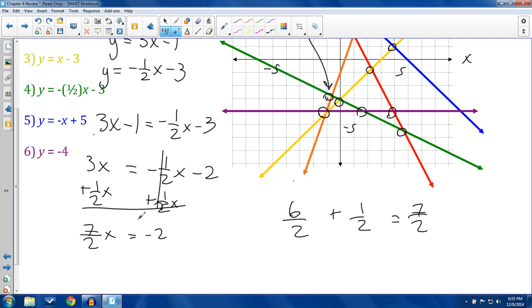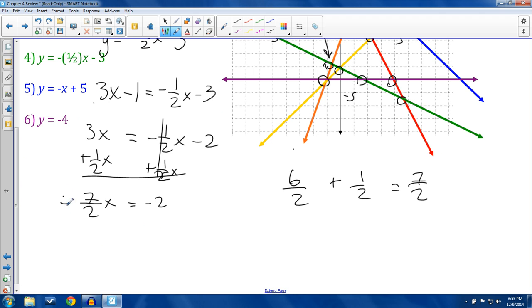How the heck do you solve for that? Well, one way is to divide both sides by 7 over 2. Right? That's what we're doing anyway. Now, 7 over 2 divided by 7 over 2 is 1. But what's negative 2 divided by 7 over 2? Well, negative 2 is negative 2 over 1. Dividing by a fraction is the same as multiplying by its reciprocal. Dividing by 7 over 2 is multiplying by 2 over 7. So x equals negative 4 over 7.